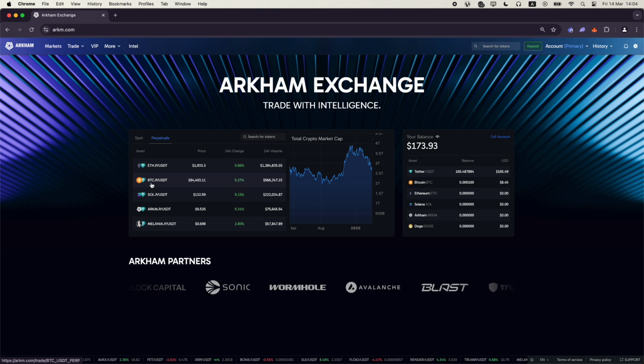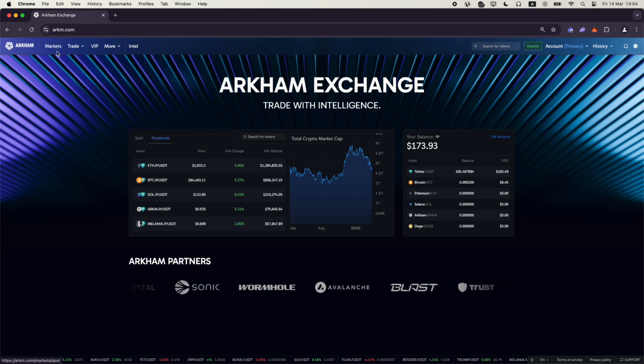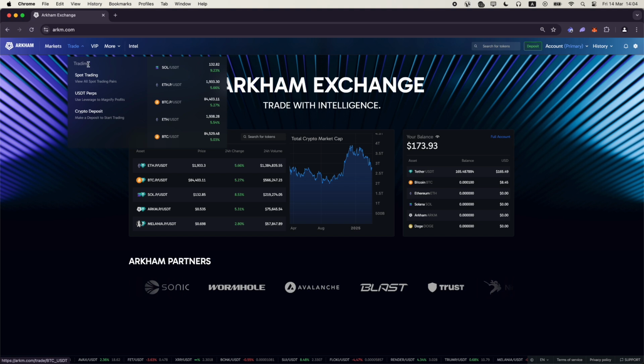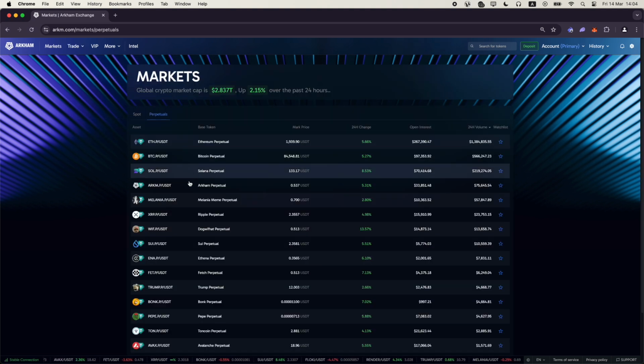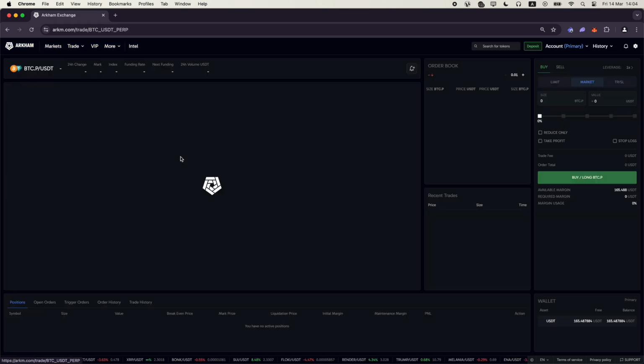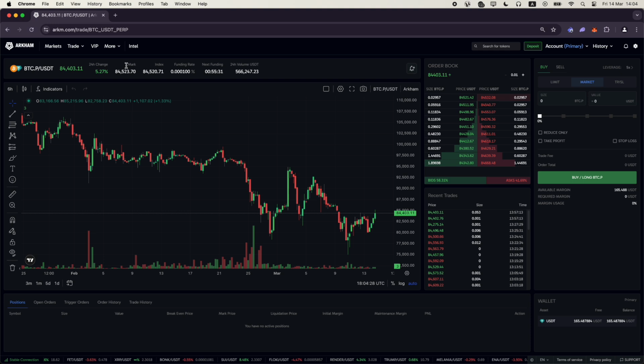Once you have made a deposit, find perpetual futures markets on the Arkham Exchange by clicking Trade, then USDT Perps. Then, choose the contracts you would like to trade from this list. While you are here, look at the top bar for important data.